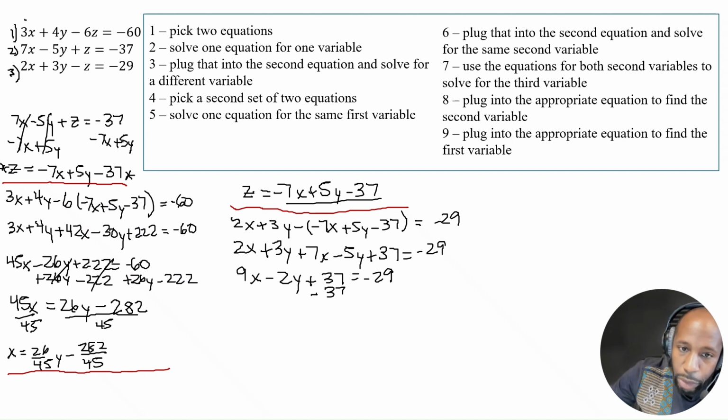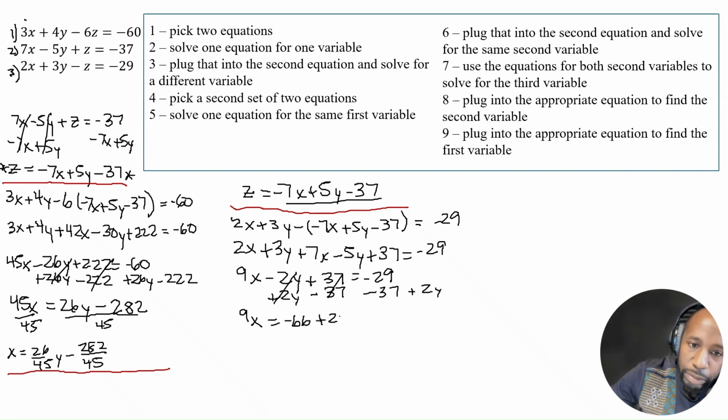So we're gonna move negative 37 over there. We're gonna add 2y to both sides. So these cancel. So now you have 9x equals, so negative 29 minus 37, that's going to be negative 66. Is that correct? Yes. Plus 2y. Okay. Divide both sides by 9.